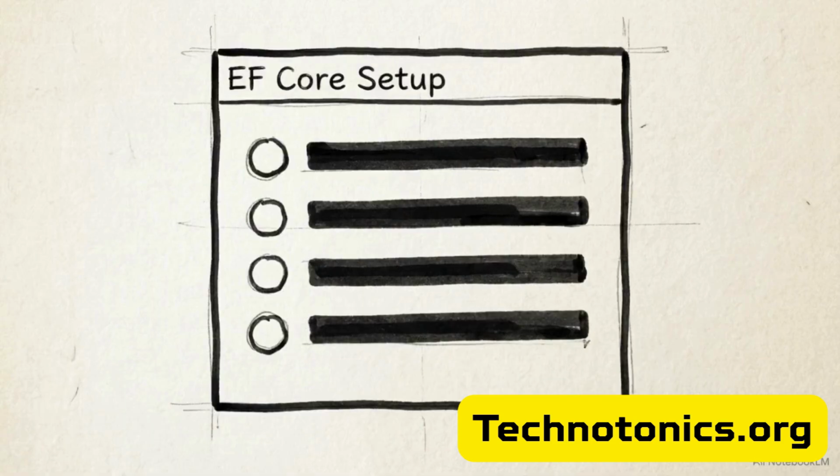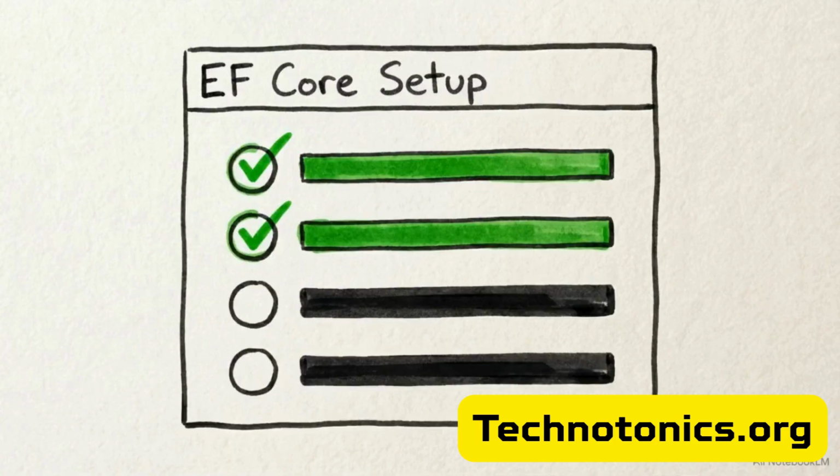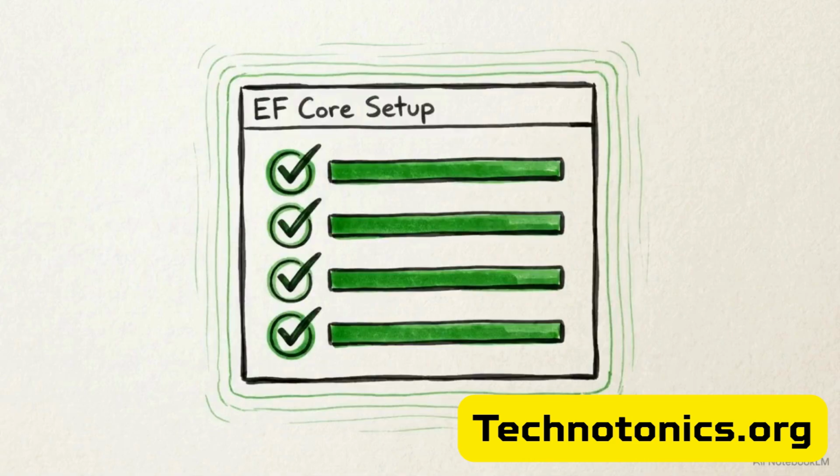This checklist summarizes the exact workflow we completed. We installed the necessary packages, configured the context, migrated the schema, and wrote our first data. The logical next steps are reading, updating, and deleting that data. Those operations do not require any new setups. You will use the exact same AppDbContext and standard LINQ queries.